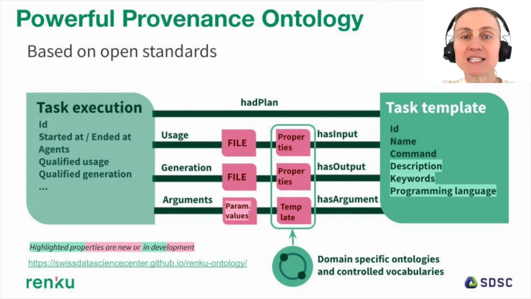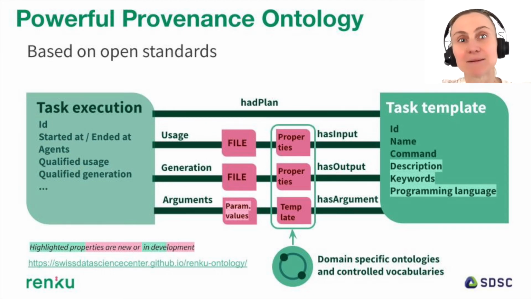Renku will track every execution of a given task template, shown on the right, along with respective properties such as agents executing the template, start and end of the run. Task execution is connected to artifacts for inputs, outputs, and parameters, which may be different than default ones recorded as values in task template.